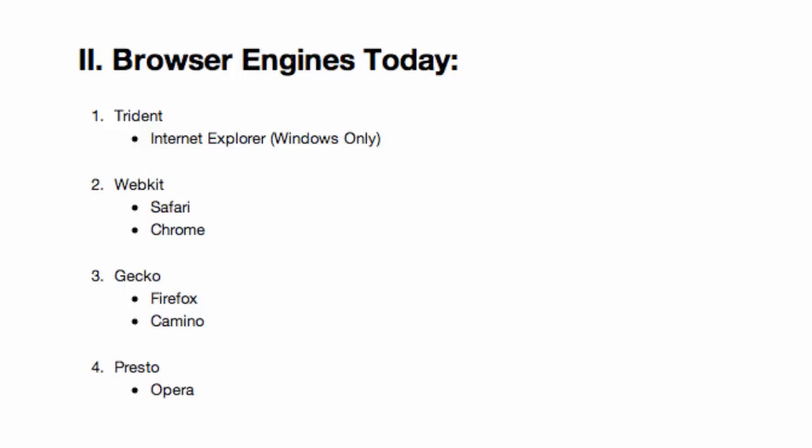There's also the Gecko framework, which is very mature as well. Firefox and Camino are both Mozilla projects, and we'll talk about those in a second. They're based on that framework. And then finally, there's the Presto framework, which is what Opera is built on. And Opera is probably one of the lesser used browsers, but it's still enough to pay attention to.